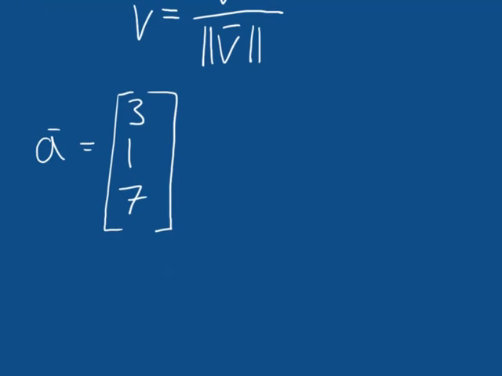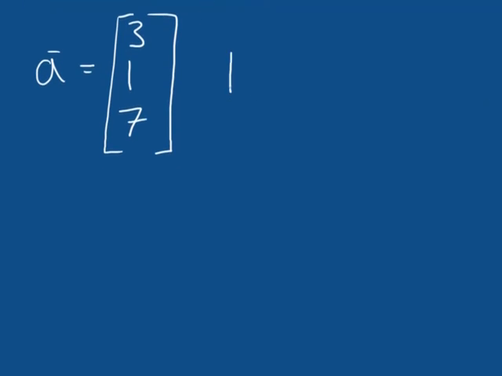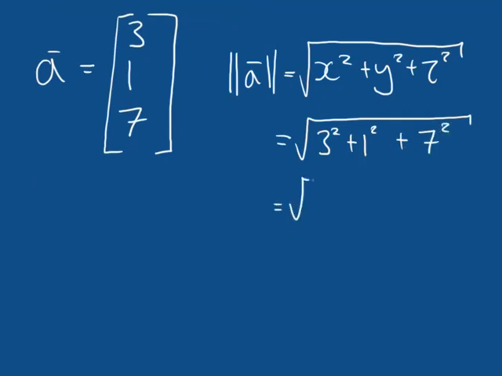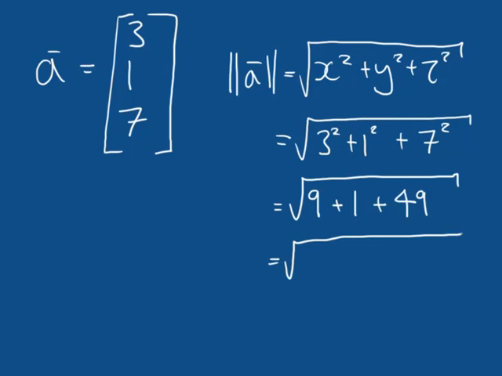So we saw how we could find the magnitude of a 3D vector. The magnitude of our vector A is going to be equal to the square root of x squared plus y squared plus z squared, which is equal to the square root of 3 squared plus 1 squared plus 7 squared, which is equal to the square root of 9 plus 1 plus 49, which is, well, 1 plus 49 is 50, plus 9 is 59, so it's equal to the square root of 59.